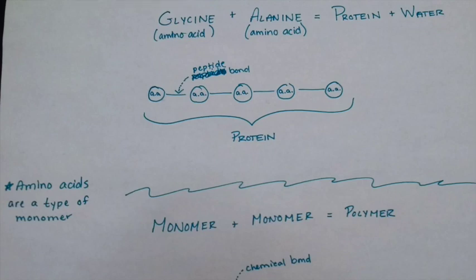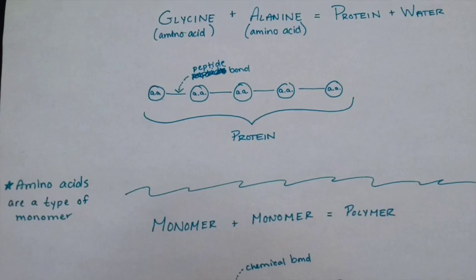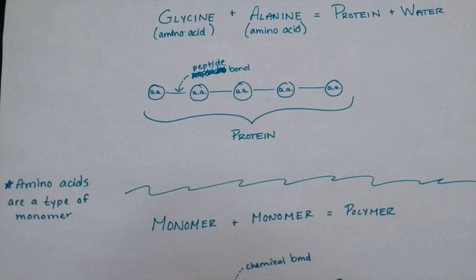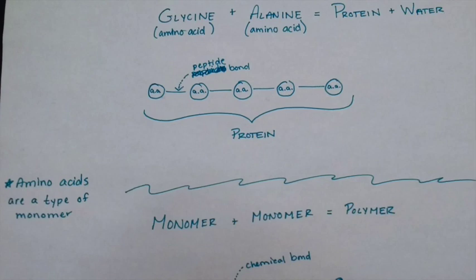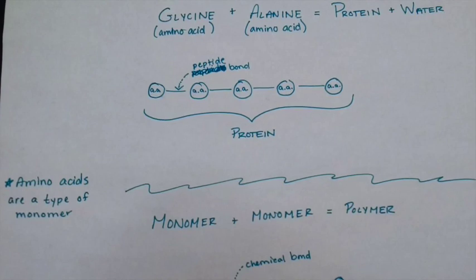Okay, so to recap here, we took a glycine, which is an amino acid, and an alanine, another amino acid, and created a protein and water. This is called a dehydration synthesis reaction because we're losing water. You're dehydrated, you're losing water in this reaction.